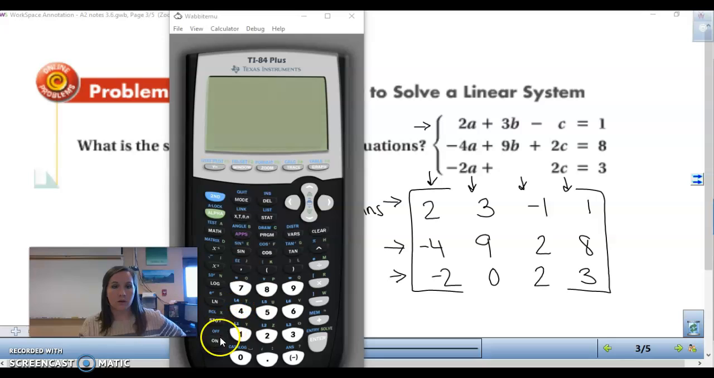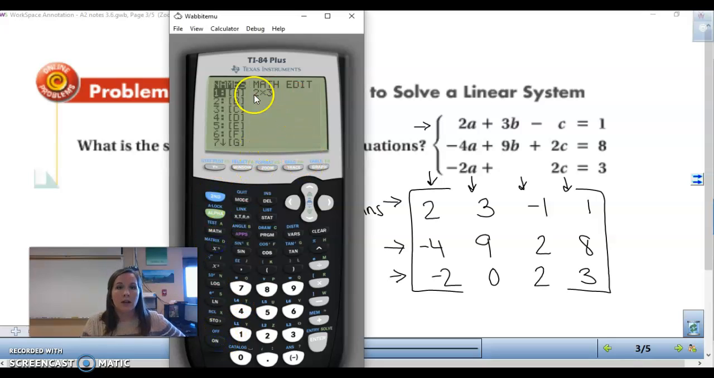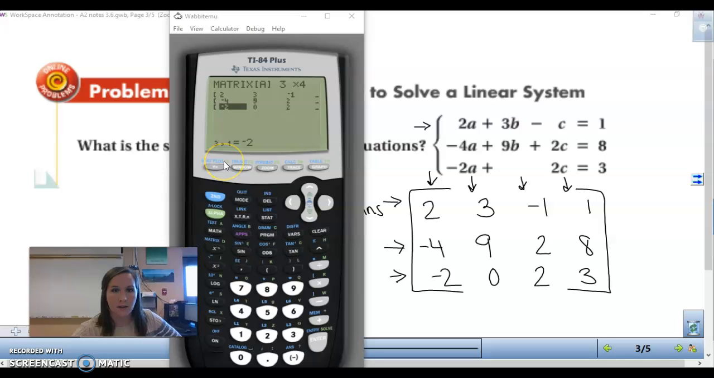So you go to, well, turn it on first. Okay, so go to second, x -1 for the matrix. I'm still going to edit this first one, so go over to edit, press enter. Instead of a 2 by 3, we have a 3 by 4. And then you're going to plug in the correct numbers. For time's sake, I'm going to pause this and plug in my numbers. Whew, so super fast. Okay, so then we get out of there by going to second mode, quit.